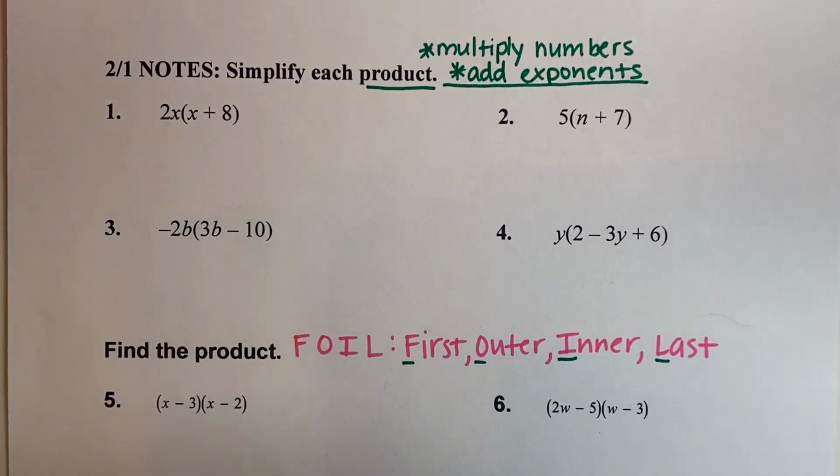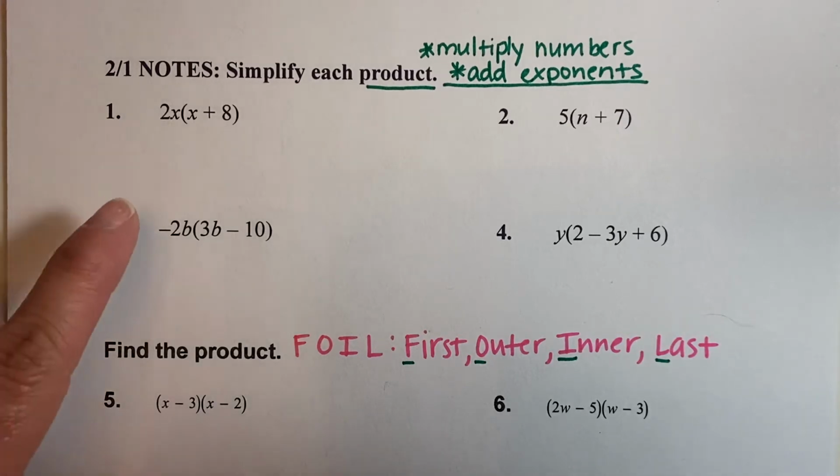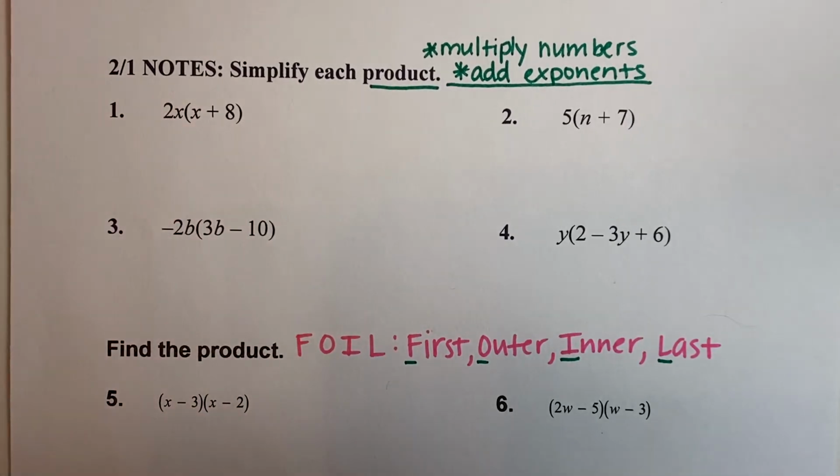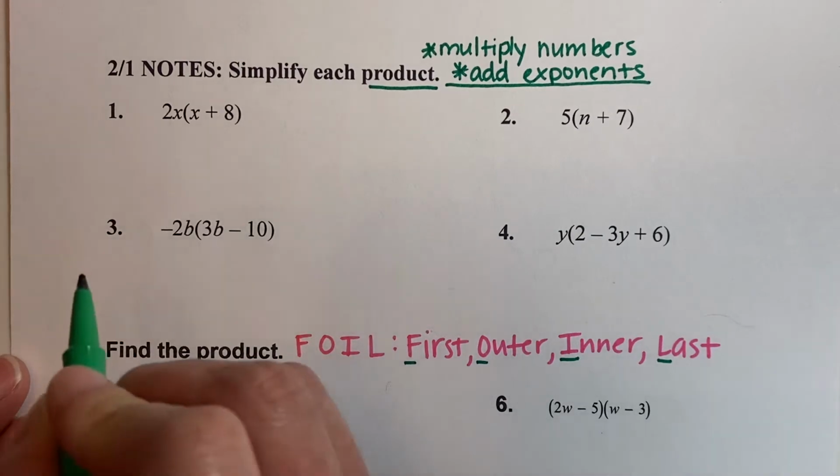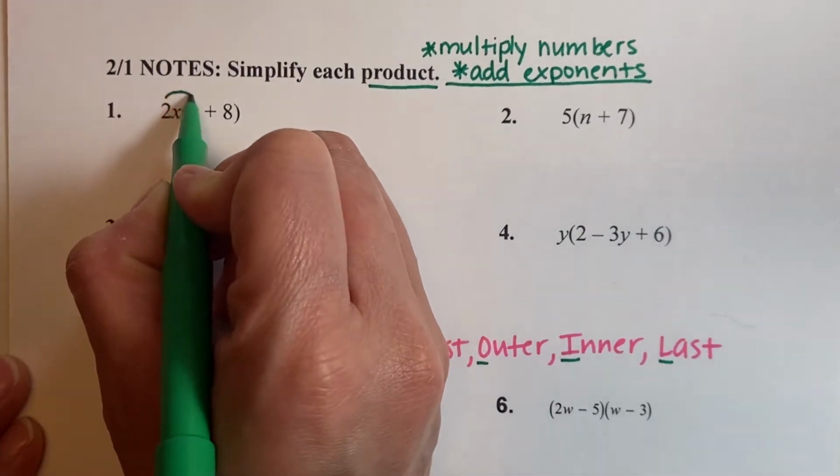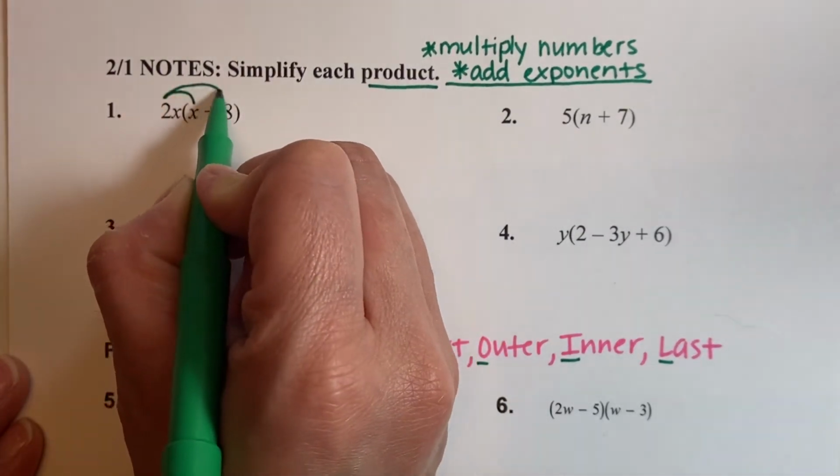In this video, you're going to learn how to simplify each product. When you're simplifying, you're going to multiply the numbers and add the exponents. For example, number 1, you have 2x(x + 8). You're going to distribute this 2x to each term inside the parentheses.